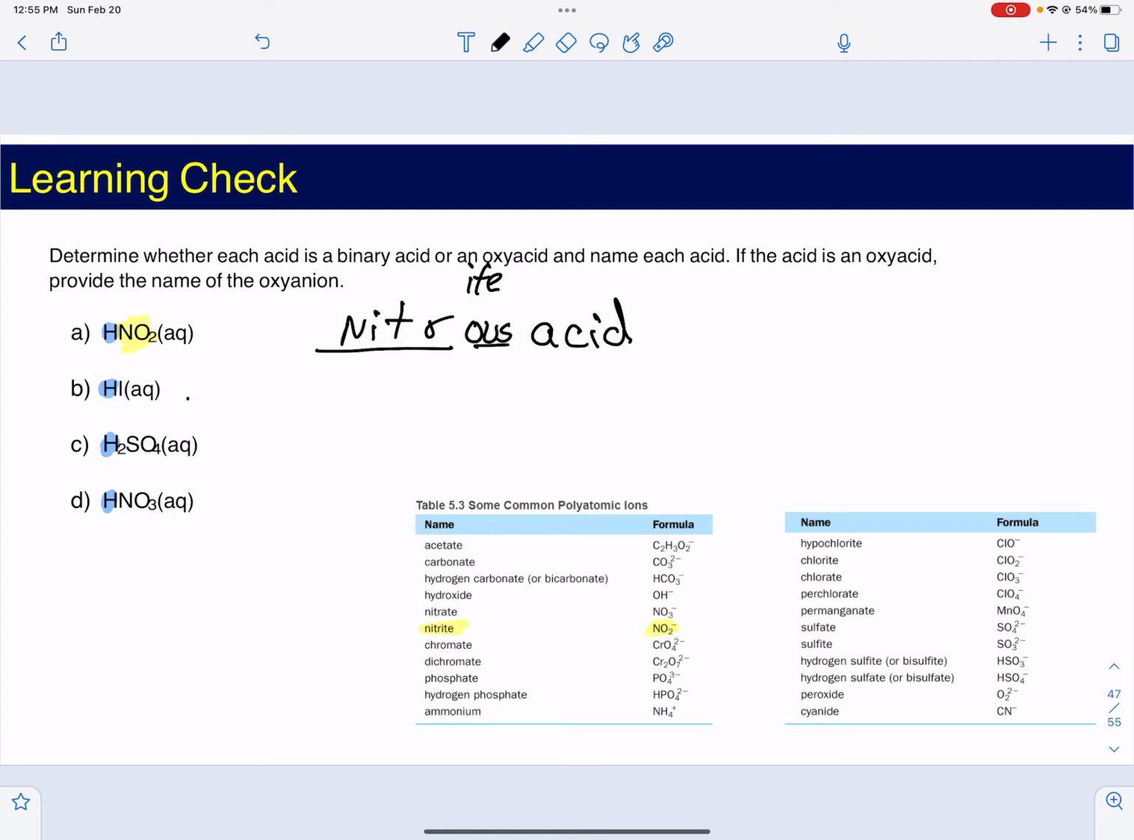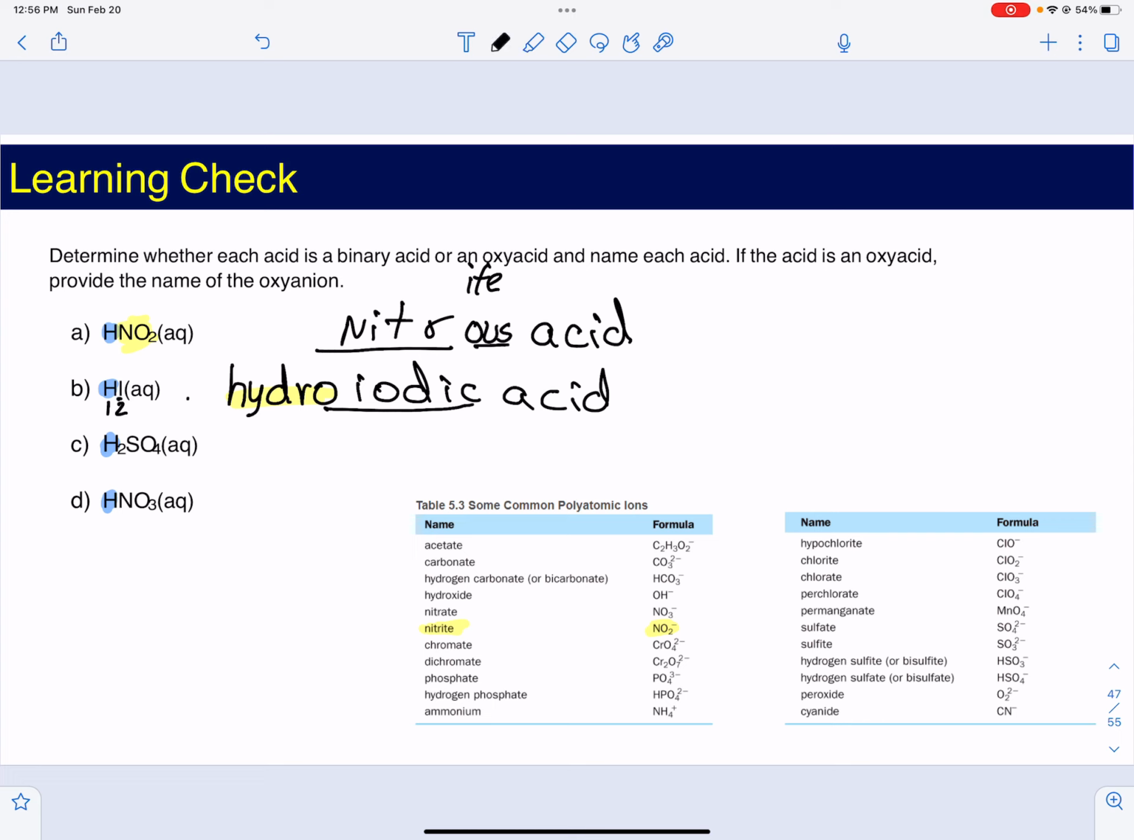The next one is an acid also, so it's going to end on acid. However, it's binary. So when I do binary, I'm going to begin with hydro. Then I have an iodine, so hydroiodic acid. So binaries always begin with hydro. Hydroiodic acid in this case.